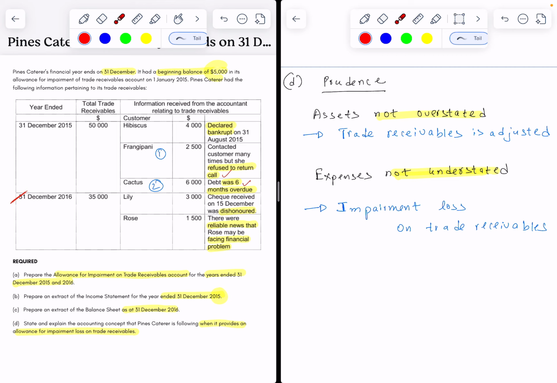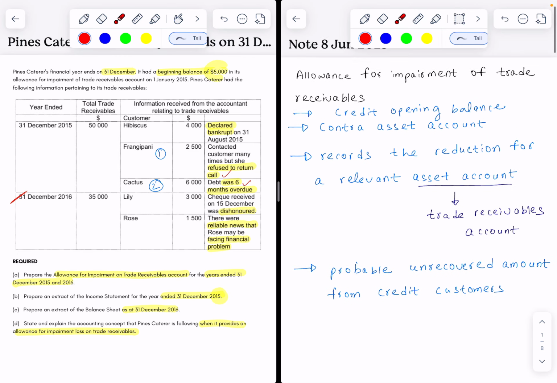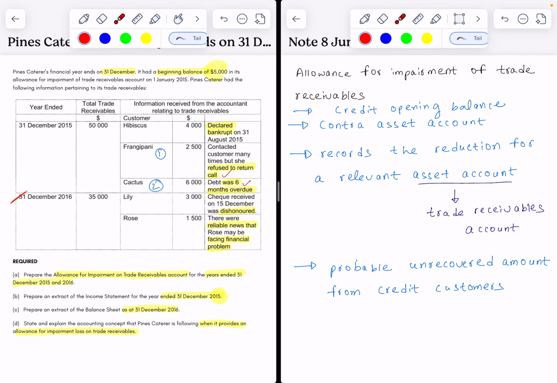So that's all for today's lesson. So our takeaway from this lesson today is that allowance for impairment of trade receivables is mainly a contra asset account, which always should have a credit opening balance. And also when it increases, we credit it, and when it decreases, we debit it. And the allowance for impairment of trade receivables account in itself is an account which stores all the probable unrecovered amounts from our credit customers, right? Or the possibility of the amounts owed by credit customers that we may not be able to collect.